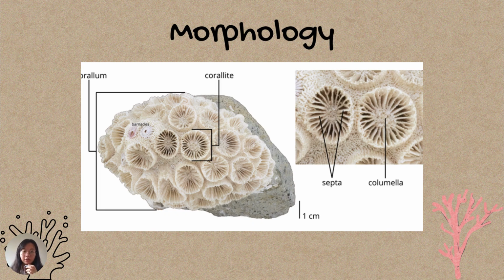Each corallite possesses radial septa, typically connecting to a central pillar which is known as columella. It possesses the skeletal structure called septa, arranged radially. So these septa are consistently organized in multiples of 6.